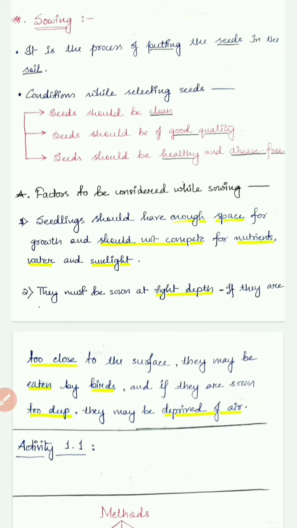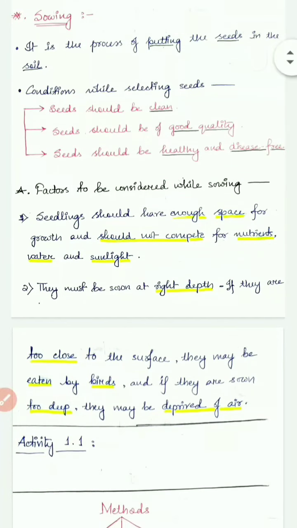The second point is seeds should be of good quality. You cannot sow seeds that are of bad quality. The third point is seeds should be healthy and disease free. What will happen if you sow the seeds without acknowledging these points? Some seeds might be of bad quality, some seeds might be infectious, so the whole crop production will be ruined. So you must always be careful while selecting the seeds. These are the three conditions that you have to be careful about while selecting the seeds.